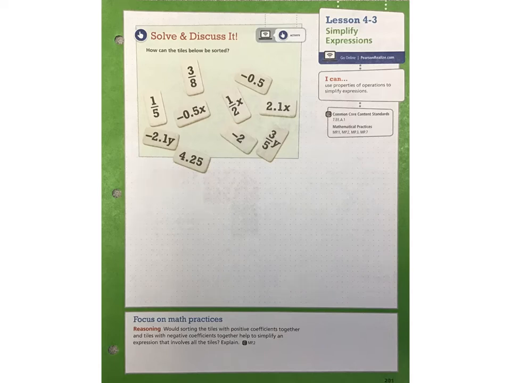Lesson 3, Simplify Expressions. In this lesson, our I can statement says, I can use properties of operations to simplify expressions. Take a look first at the solve and discuss it question. How can the tiles be sorted? What I want you to try to do is see if you can figure out a way to sort these tiles into 3 groups.